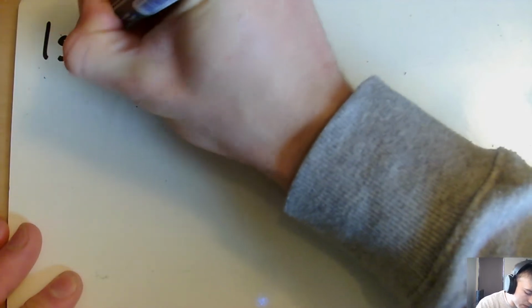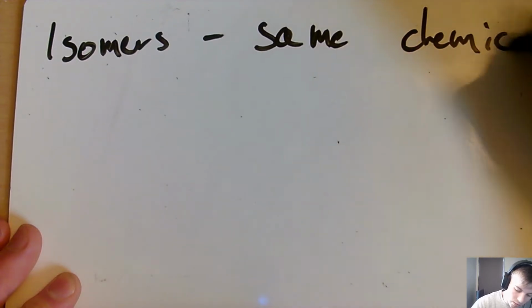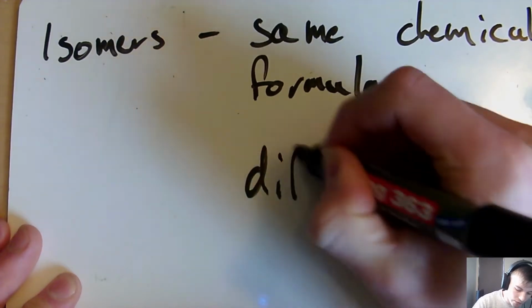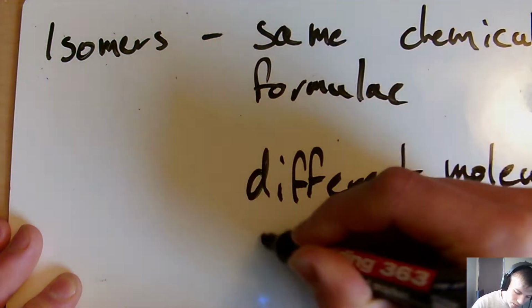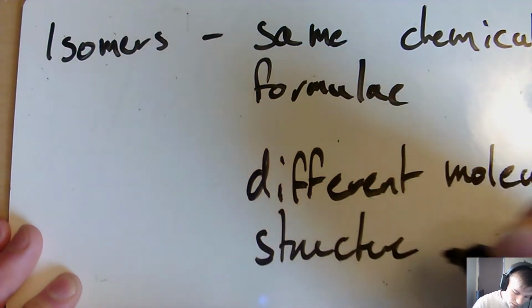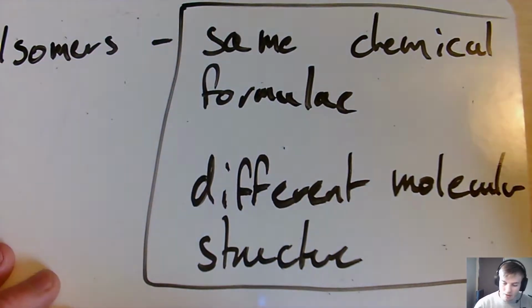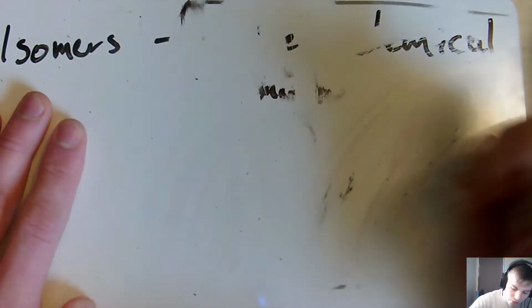If I move on to some more complicated examples, firstly, isomers: same chemical formulae, different molecular structure. That's isomers, making sure that's what we're finding out each time. They will have the same chemical formula, but they'll both have different structures. And isomers are different in more ways than one.